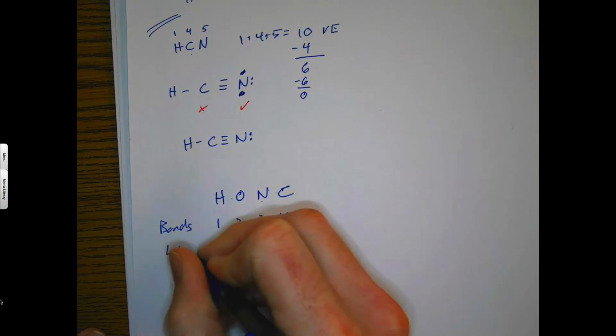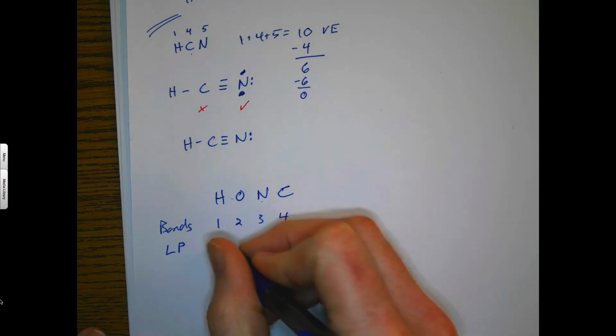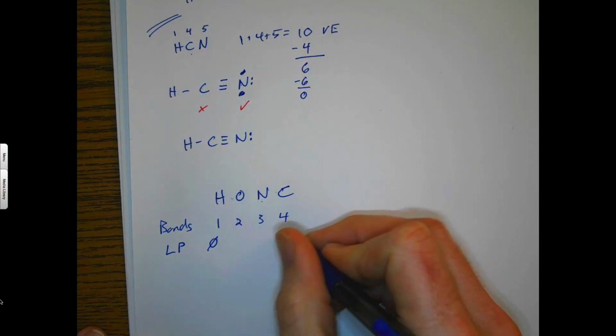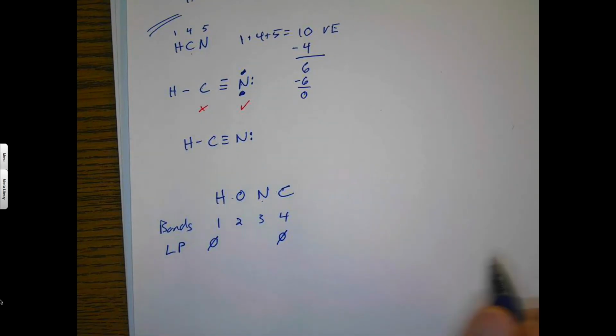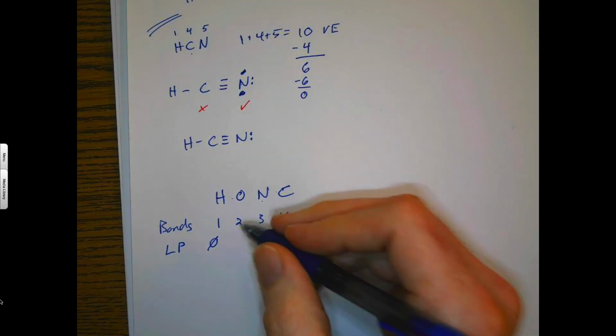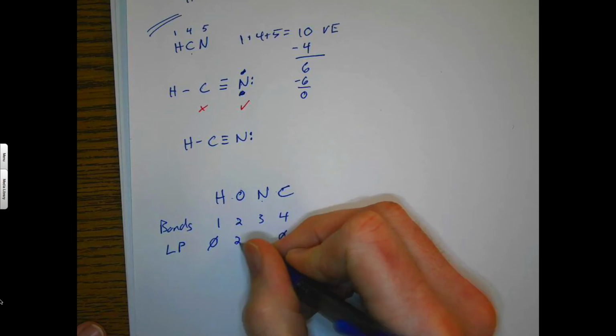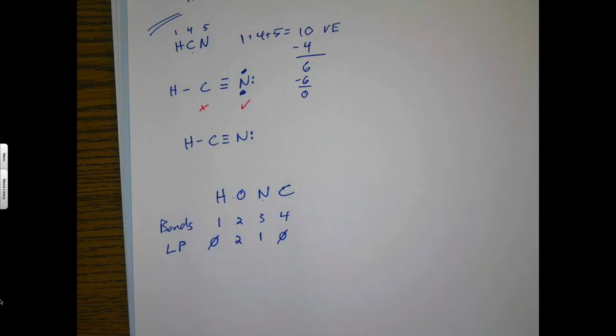Now, when it comes to lone pairs, hydrogen never gets lone pairs. Oxygen will get two lone pairs, and then nitrogen will get one lone pair. So that will help if you want a very good rule of thumb. That will get you through most of those structures.